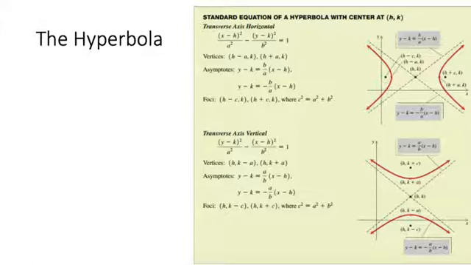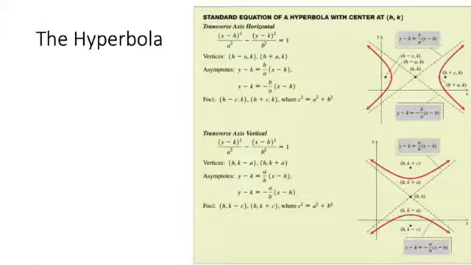Let me remind you of a couple more things. Unlike the ellipse, a doesn't have to be the bigger number. What determines whether our hyperbola is facing up and down or left and right is which variable is written first. If x is written first, it opens left and right. And if y is written first, it opens up and down.